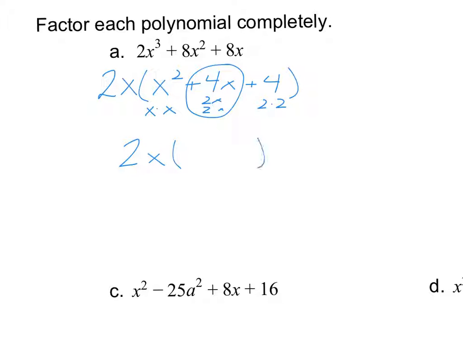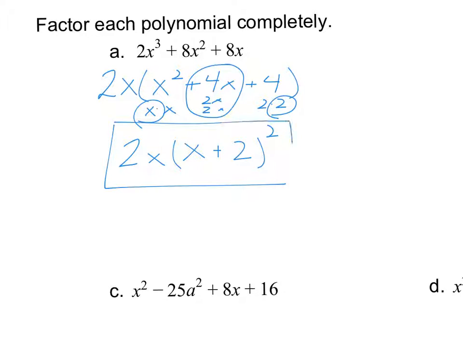Because it's a perfect square trinomial, I know that I'm going to take one term from here and one from here, as well as the plus sign. And this would be the factored form of that expression.